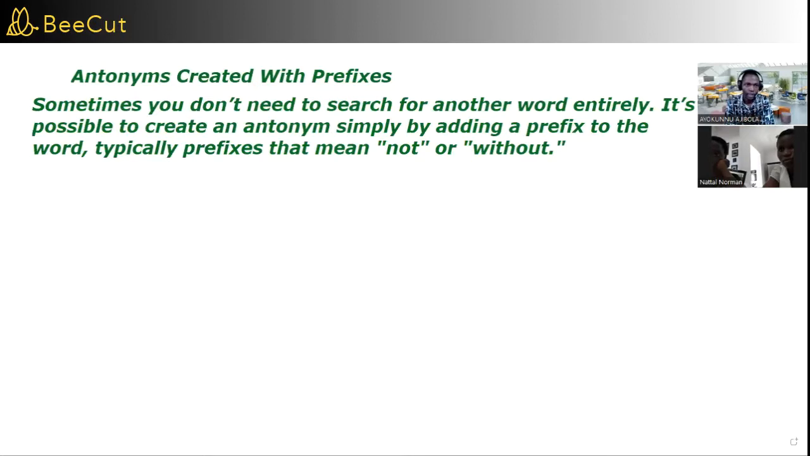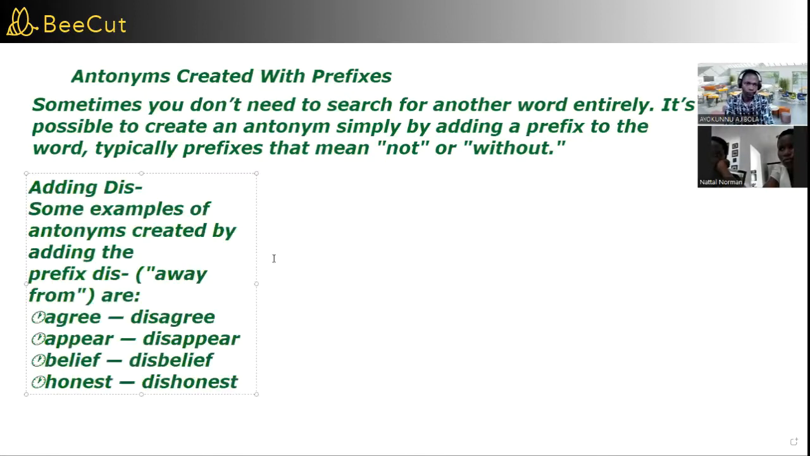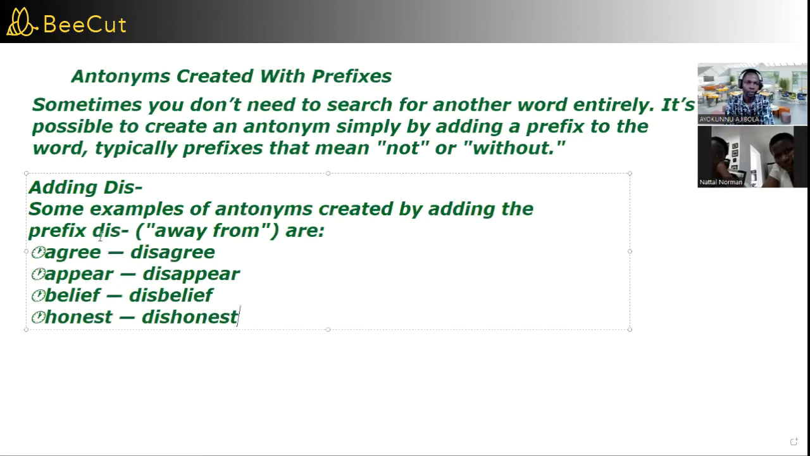For example, when you add dis to a particular word, it might immediately give you the antonym. Some examples of antonyms created by adding dis: it means away from. So agree becomes disagree, that is away from agreement, you're not agreeing. Appear, disappear. Believe, disbelieve. Honest, dishonest. So let me hear agree, disagree.